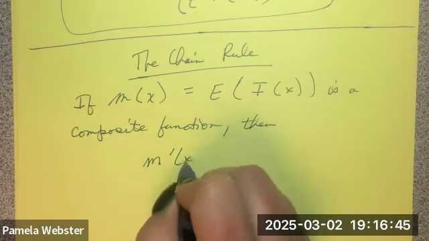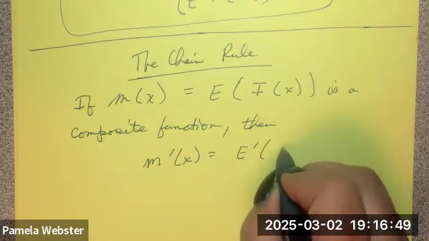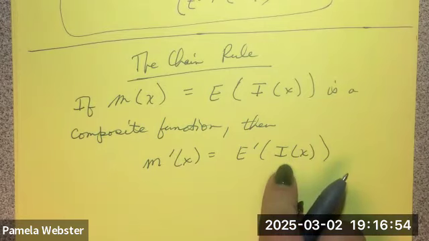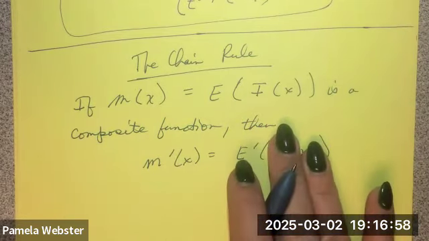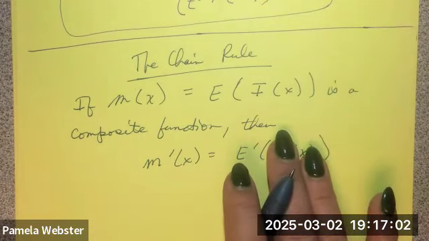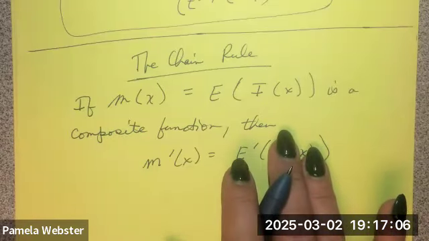M prime of x equals, take the derivative of the outside function, leave the inside guy in there, okay? All the stuff stays on the inside. I think that's the thing that people struggle with the most. Just write the stuff, okay? Don't worry about it. The stuff is going to be there on the inside.